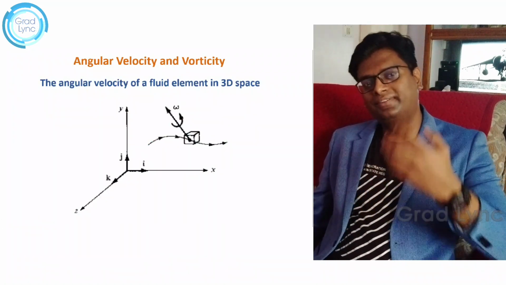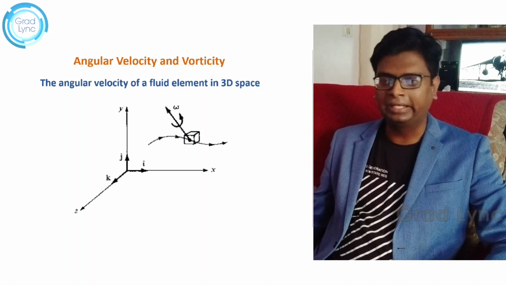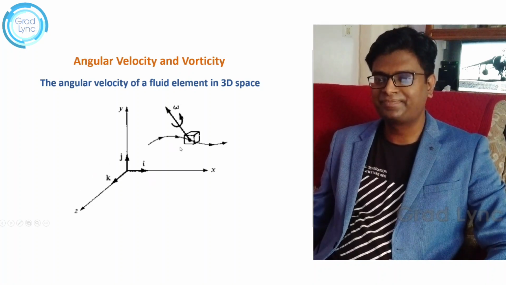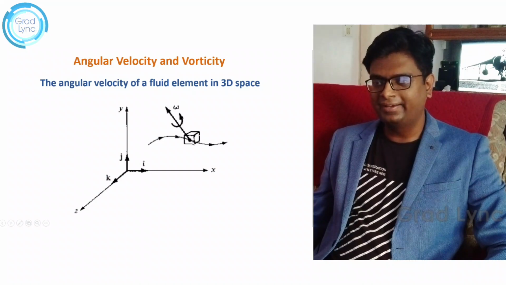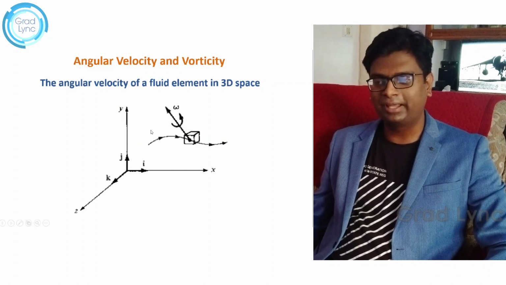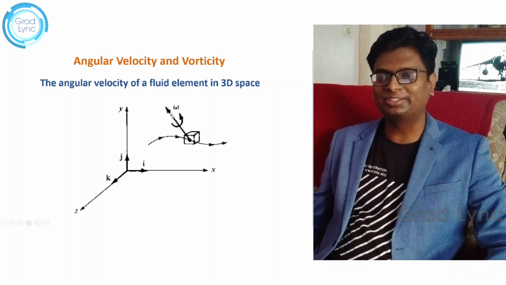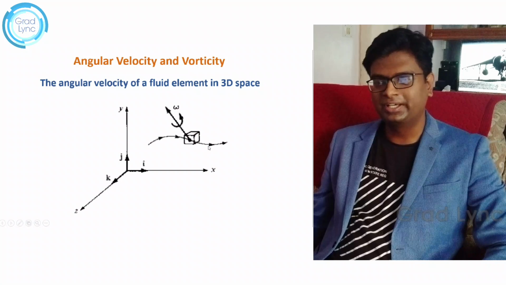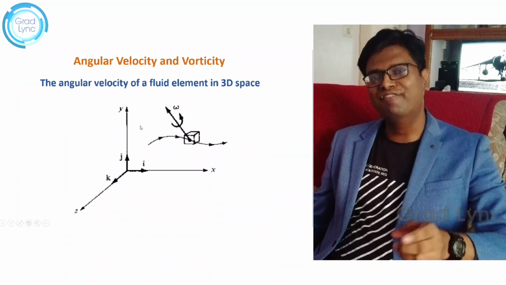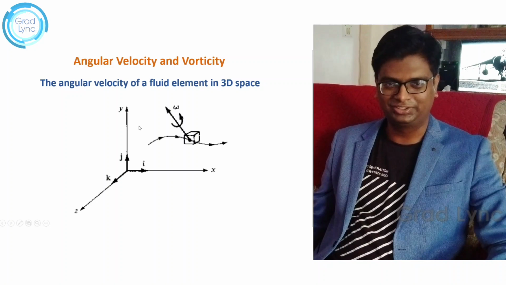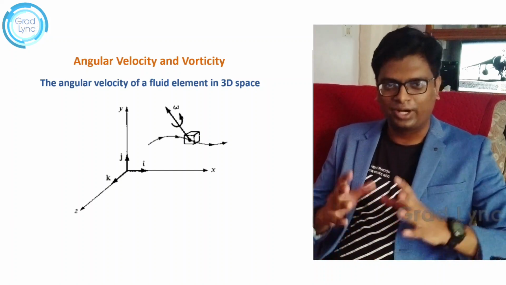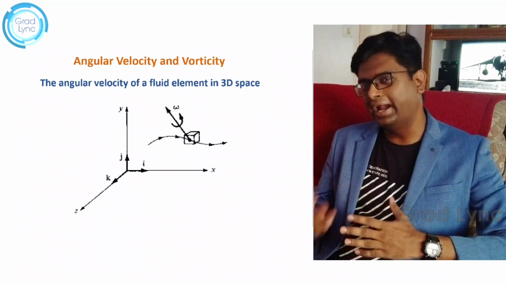Now if I try to represent this element in space and time domain, I define the axis system, that is x, y and z axis, and this is the elemental fluid element. Its linear velocity you can see is following a streamline, right? But at that instant, what is its angular velocity? That is represented by omega. So that is the difference between linear velocity and angular velocity. How much angle the fluid element is sweeping every second, that is angular velocity. How much distance the fluid element is covering, that is linear velocity. I hope you understood the difference between angular velocity and linear velocity.